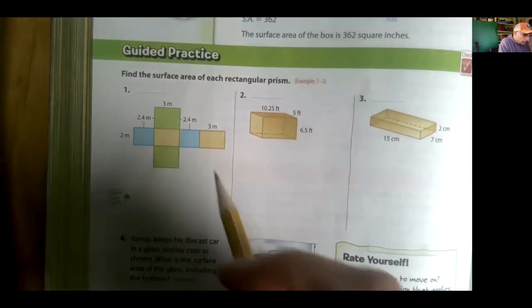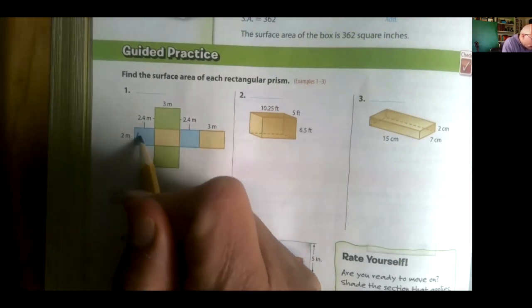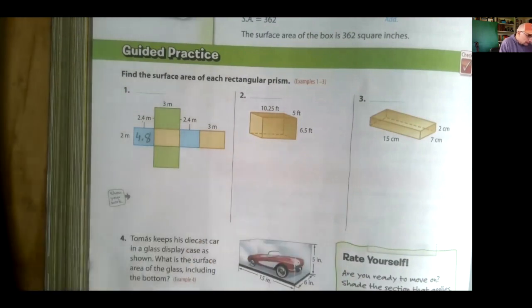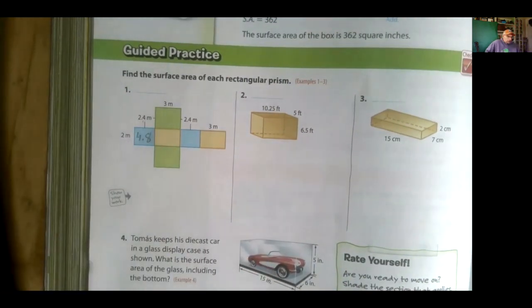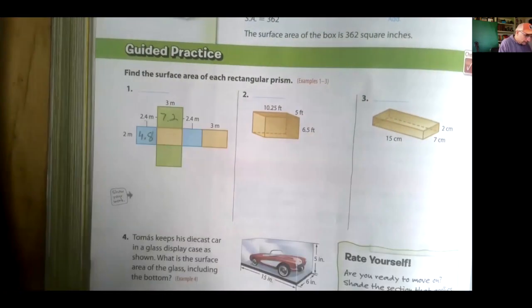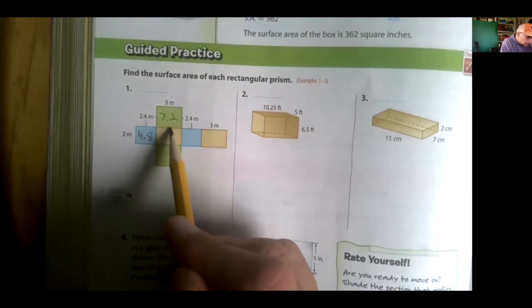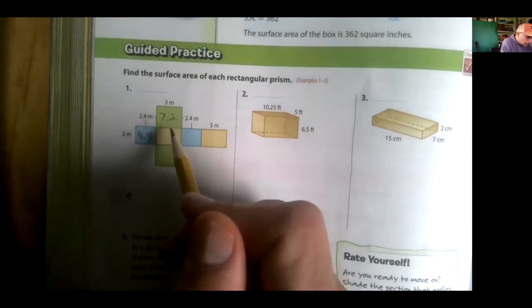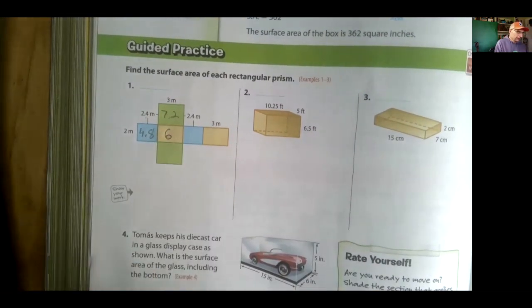For number 1, you're going to have to do 2 times 2.4, which is going to be 4.8. And this is 3 times 2.4, 7.2. And now the yellow one, that's also a 2, and that's a 3. So 2 times 3 is 6. So you've got to add them all up and double it. Ready? Go.